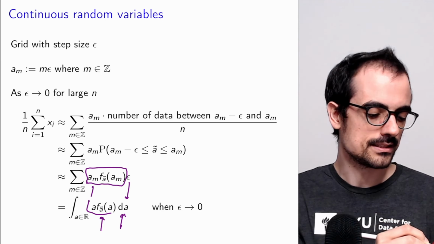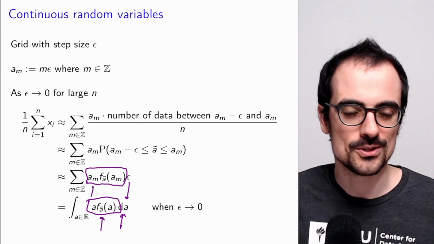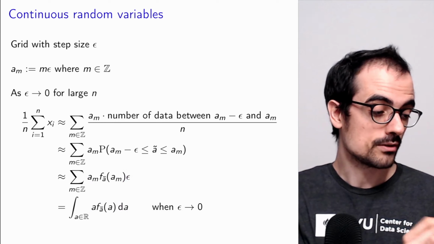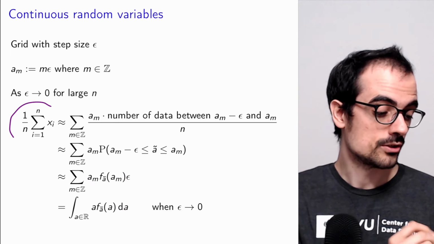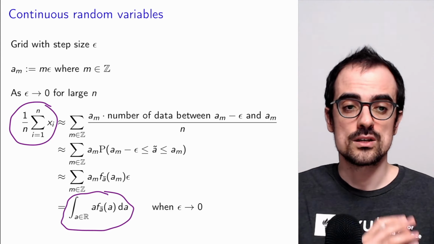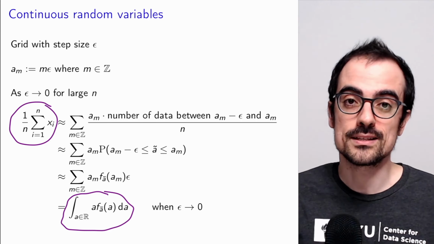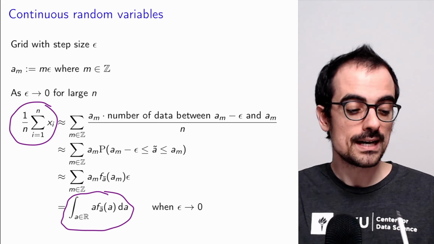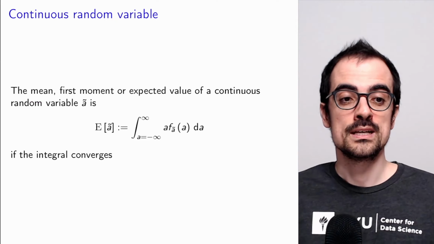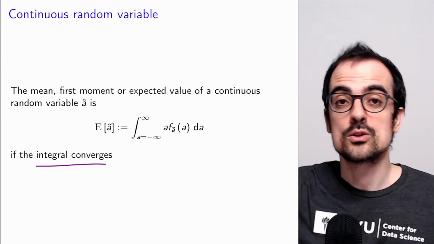It's A times the density at A. Again, the convergence of this sum to an integral is just by basic calculus. And this is great because now we have exactly what we wanted. We have an expression for the average of these data points in terms of an expression that only concerns the probability density of the random variable, which is how we describe and manipulate the continuous random variable. This is how we define the mean, first moment, or expected value of a continuous random variable, if the integral converges. If the integral does not converge, the mean of the random variable can be either infinite or not well defined.